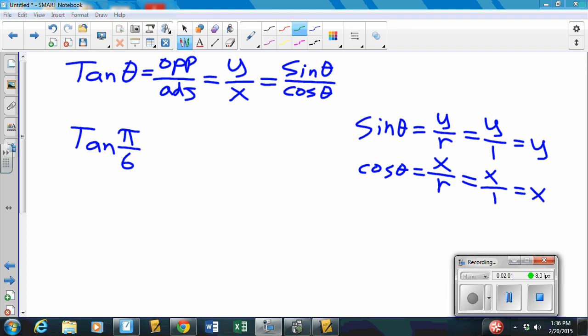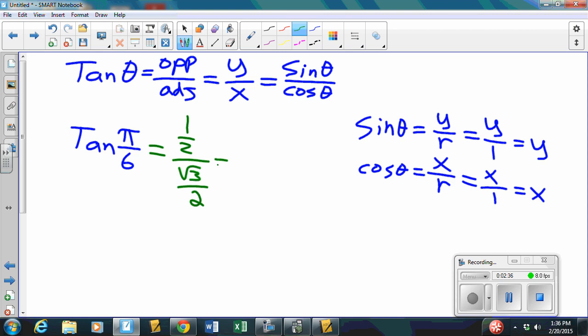Allison, what is the sine of pi over 6? What is the cosine of pi over 6? Thank you. So 1/2 over root 3 over 2, and we have 1/2 divided by root 3 over 2. Yep. How many of you had that? But it simplifies. This is what you need to know how to do. So tell me how to simplify this.